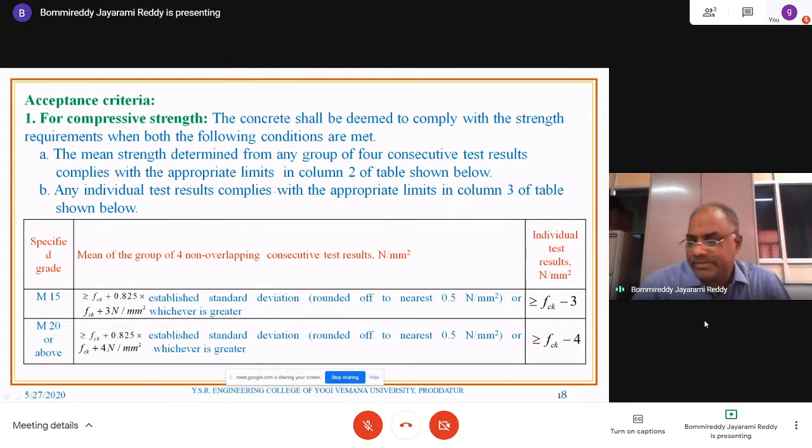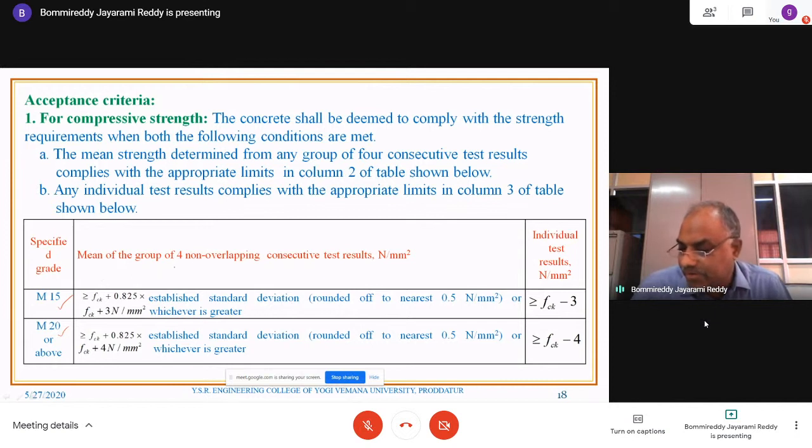For compressive strength, the concrete shall be deemed to comply with the strength requirements when both the following conditions are met. So that means when conditions A and B are satisfied, then only the strength is accepted. Otherwise, the strength is not accepted. So here the specified grade is M15, or M20 and above: M20, 25, 30, anything.